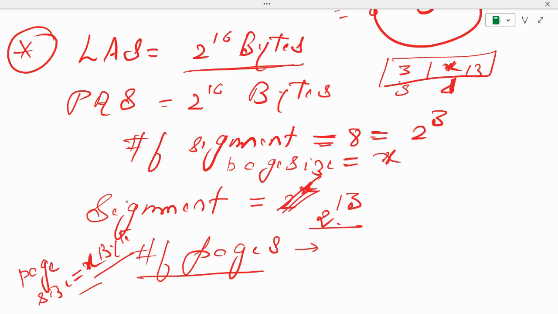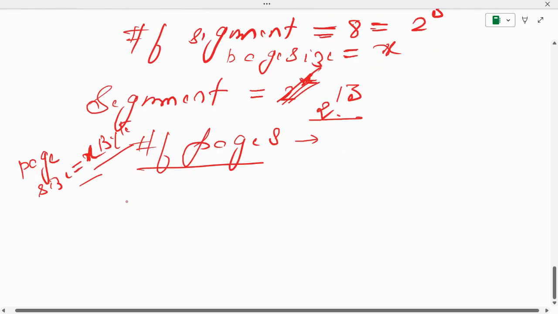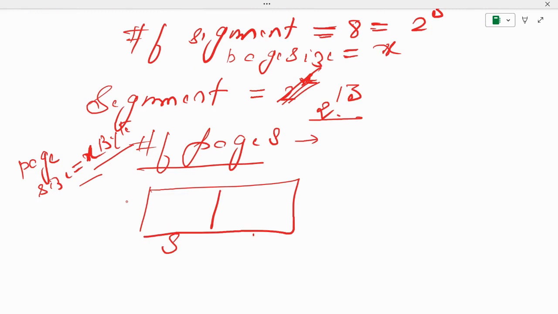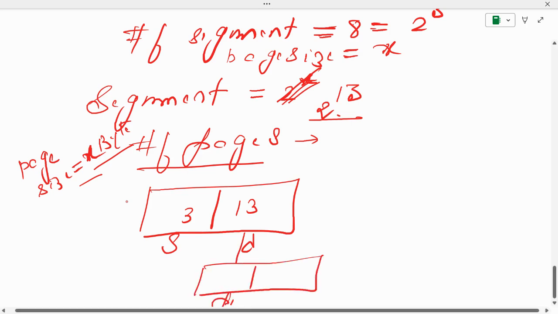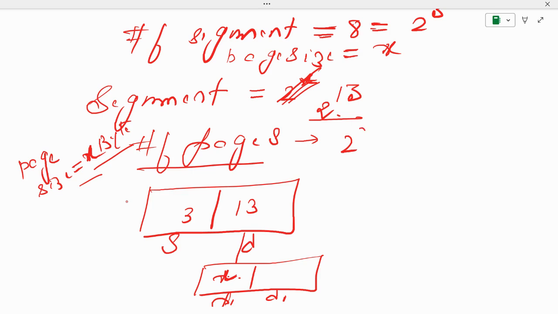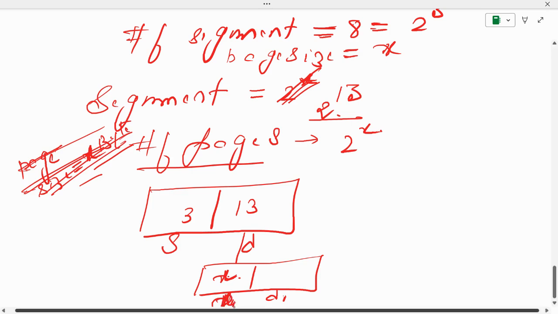So let's say that right now we have this entire logical memory address, S and D, so the S is 3 bits and this D is 13 bits, right? Now this D gets divided into P1 and D1. So let's say we are taking P1 as X bits. Okay, so the number of pages is 2 to the power X. Let's not take the page size here. Let's take this as bits only. So P1 is X bits and D1 is 13 minus X, right? So the number of pages becomes 2 raised to the power x.